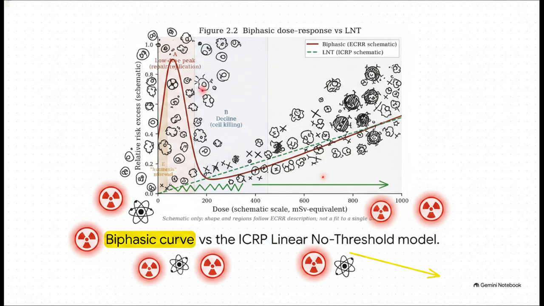As the dose increases slightly into the intermediate zone, the risk actually drops. That's because the radiation is now high enough to outright kill those sensitive cells, preventing them from ever becoming cancerous before the risk rises again at high doses. The traditional linear model completely misses this low-dose danger spike.